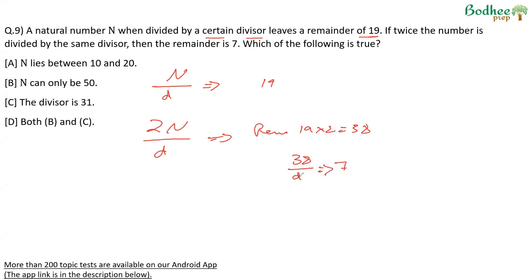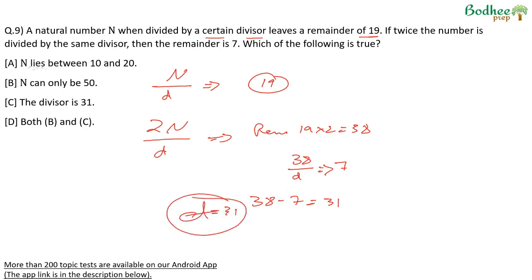Which of the following is true? This simply means that d should divide 38 minus 7, which is 31. So when n is divided by d, the remainder is 19. 2n divided by d should give the remainder as double. But that does not happen since the remainder crosses d. And therefore, 38 again divided by d gives us a remainder of 7. So the value of d is 31.